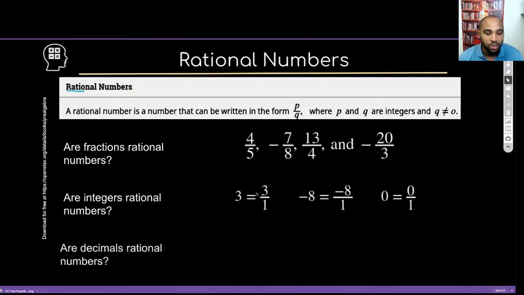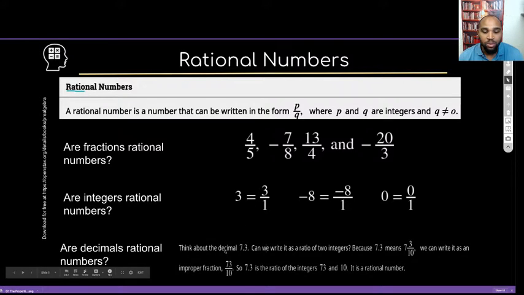What about decimals? Can decimals be considered rational numbers? Let's think about 7.3. Can that be written as a fraction? So can we write it as a ratio of two different integers? If you look here, 7 and 3/10 can be written as an improper fraction of 73 over 10. That's an integer over an integer. Since it can be written as a fraction with two integers, then yes, 7.3 is also considered a rational number.